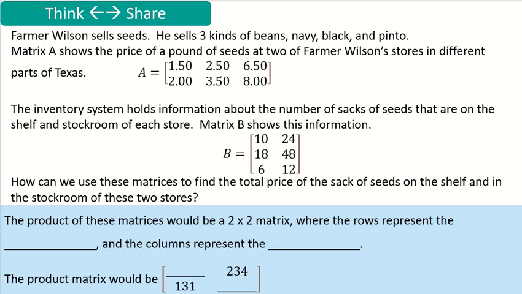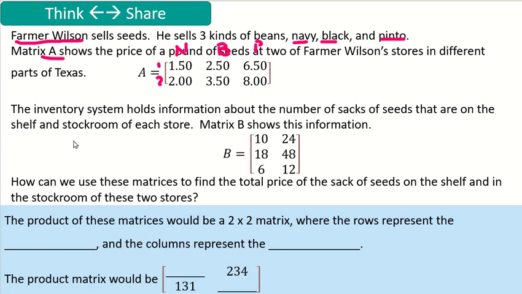All right, now we have a word problem. We did this in lesson 2.03, and it's similar. Farmer Wilson sells seeds. Sounds like a tongue twister. He sells 3 kinds of beans: navy, black, and pinto. Matrix A shows the price of a pound of seeds at 2 of Farmer Wilson's stores in different parts of the state. So this is going to be navy, if we're labeling it, black, and pinto. And this is store 1 and store 2.